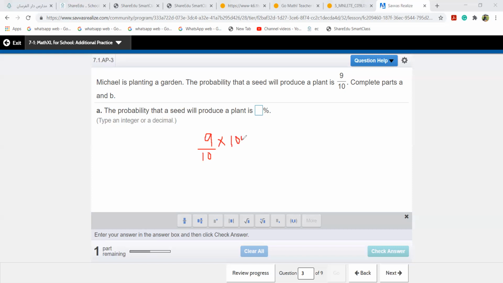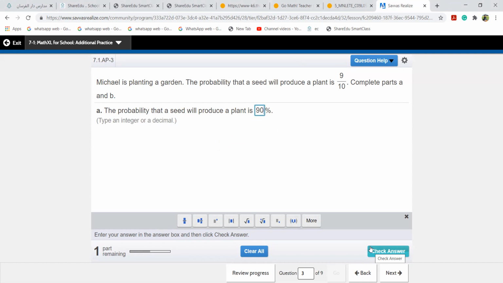8 out of 10, 80%. 7 out of 10, 70%. 9 out of 10, how many percent? 90. Excellent. You can also do it directly with the calculator. It's like 900 over 10, and then the 0 and 0 cut, you get 90. Very good, let me write here. 90%.